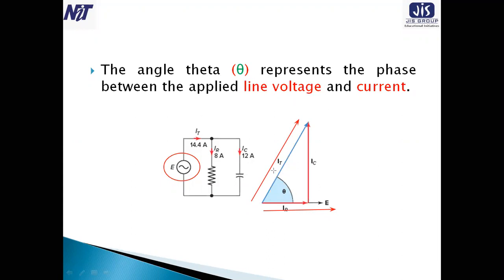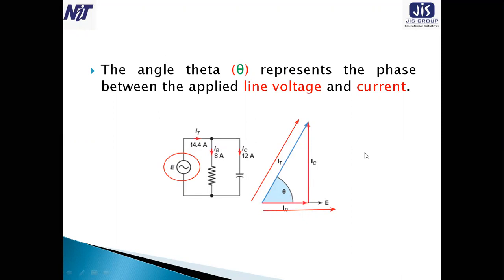So here the angle is theta. We can easily find the angle between the line current, that is IT, and E, that is the line voltage.